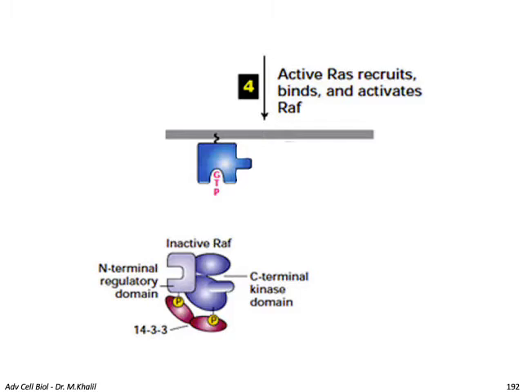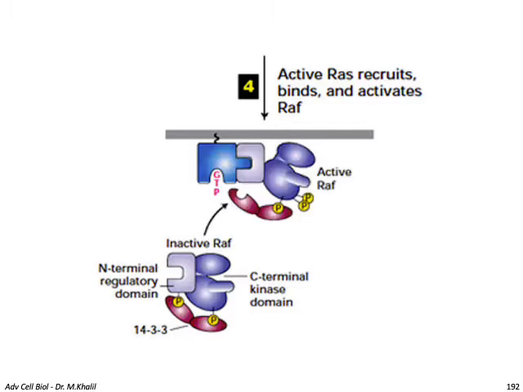Inactive RAF is in the cytoplasm and is inhibited by binding to another protein called 14-3-3. This protein binds to the RAF and inactivates it. RAF has two important domains, a regulatory domain and the C-terminal kinase domain. Once RAS is active, RAF is recruited to the cell membrane, and RAF is now activated by binding to the active RAS.